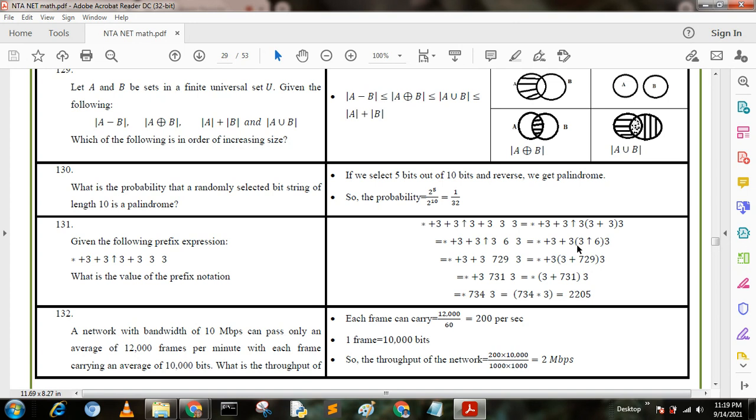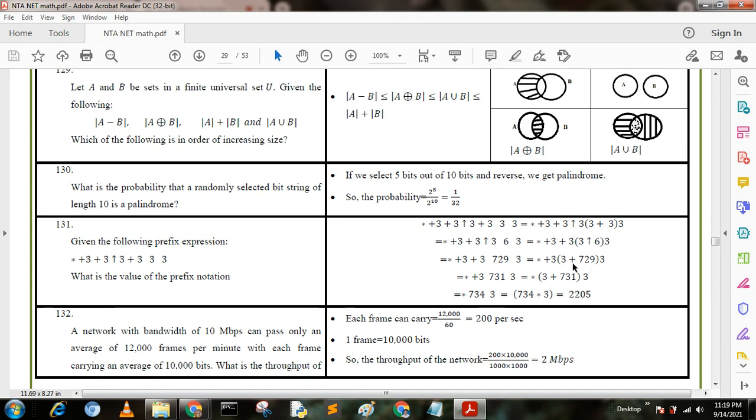Again, the expression is star plus 3 arrow 3 6 3 3. We write arrow 3 6 in brackets and perform this operation first, as it has the first preference. This 3 cap 6 means 729. Then again we write it as star plus 3 729 3, that is plus 3 729, equal to plus 3 plus 729 plus 3.